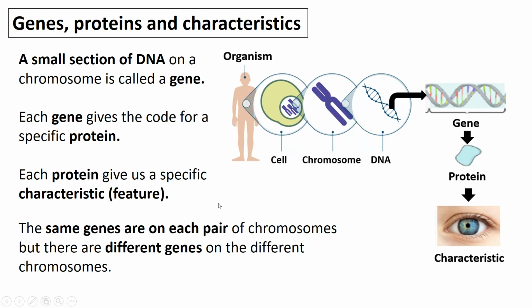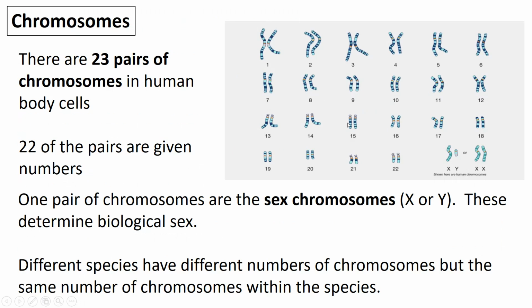The same genes, though, are on each pair of chromosomes, but there are different genes on the different chromosomes. If we just go back to this slide, what you'll see is that there are the same genes, for example, in the same position on chromosomes number 1, even though they are different chromosomes. And on chromosome number 2, we'll have entirely different genes to chromosome number 1.